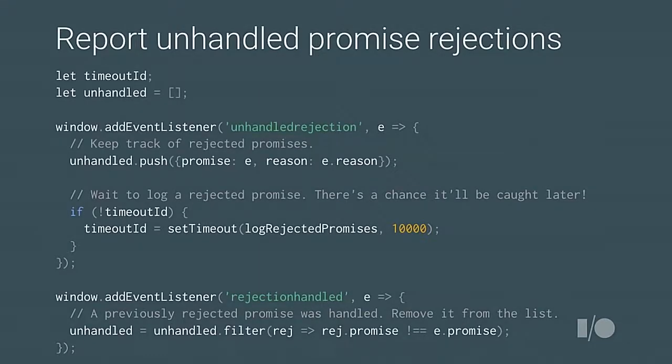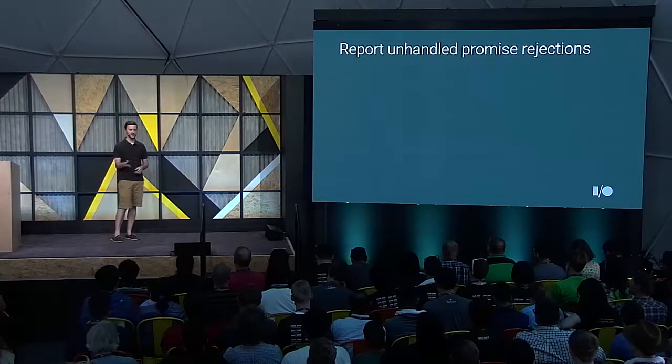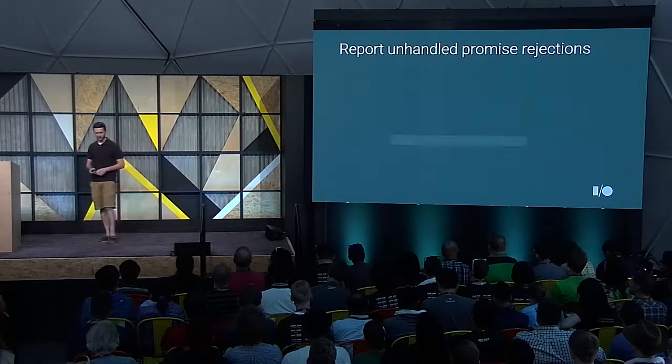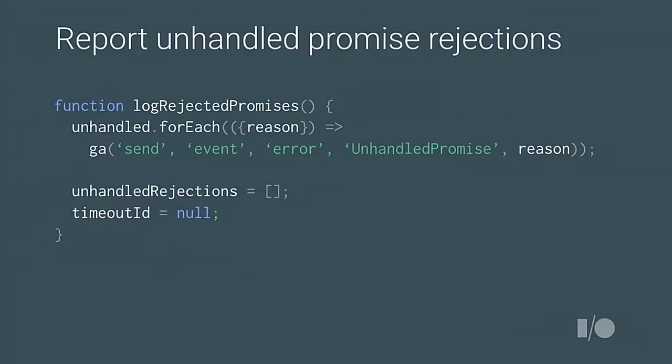The interesting thing here is that just because a promise isn't handled right away doesn't mean it's an error, right? So our quick hack here was to wait 10 seconds. If you're not handled in 10 seconds, then you're probably an error. So we report that to analytics. We just push all these unhandled promises onto an array and then report those to analytics. There it is. So just as another error event, unhandled promise, and then the reason it was unhandled.